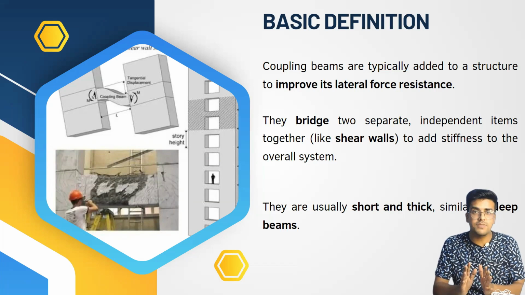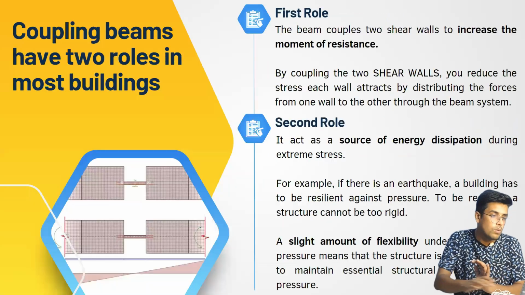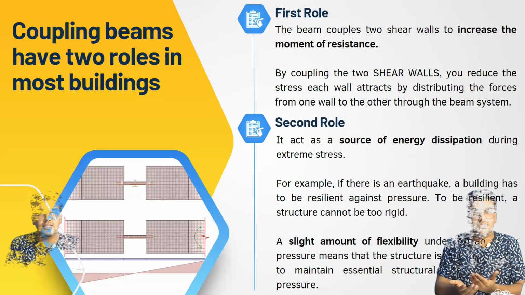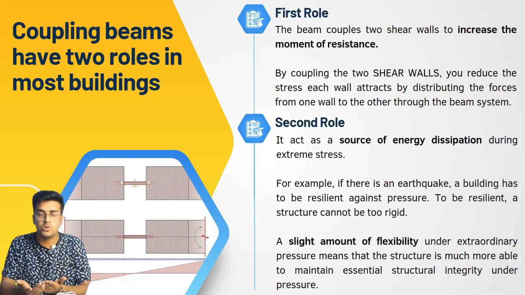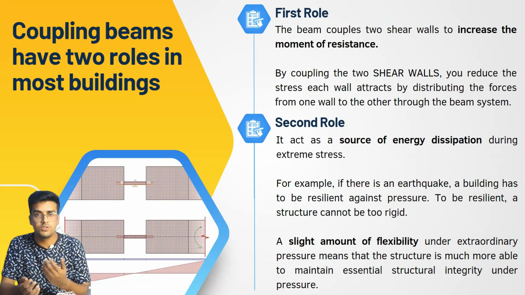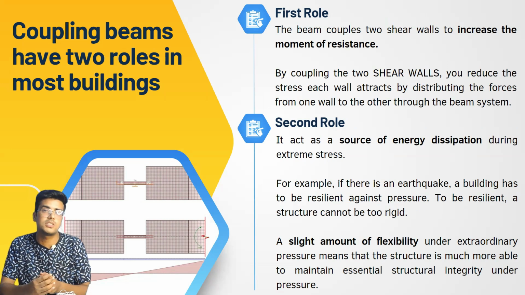So in the basics, the coupling beam is a beam which is going to bridge what? Two separate individual structural elements, and these structural elements are generally going to be the shear walls. Now, this coupling beam is going to have two roles specifically. The first role is to increase the moment of resistance of that particular building. Obviously, if we connect one shear wall to another, the force is going to get transferred from one shear wall to the other, and hence it is going to increase the moment of resistance of the whole building structure.